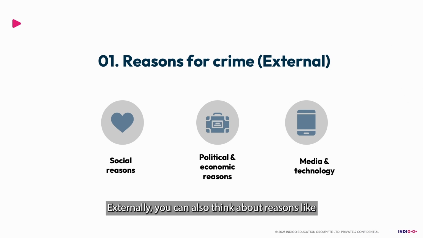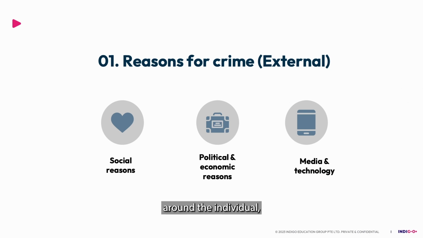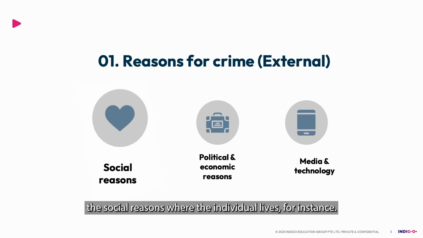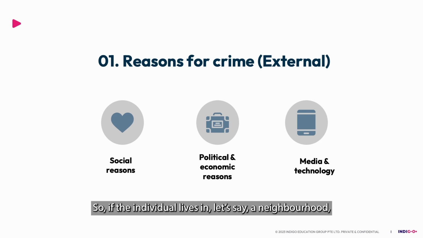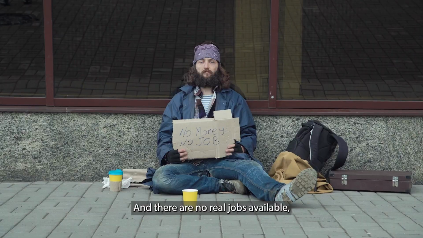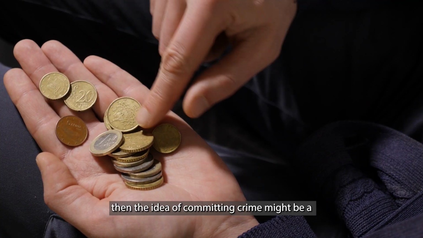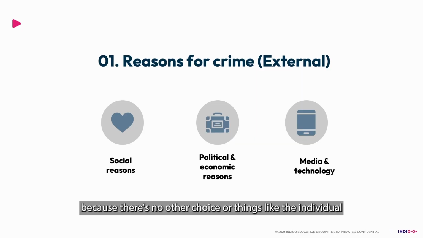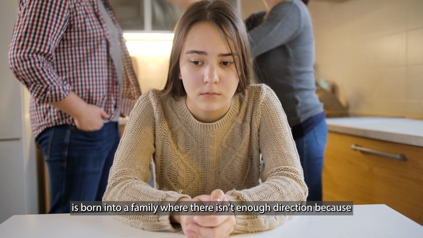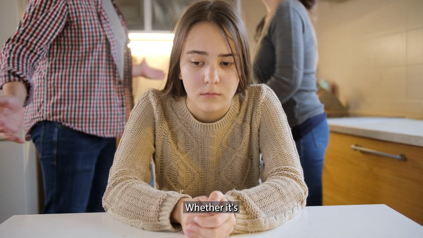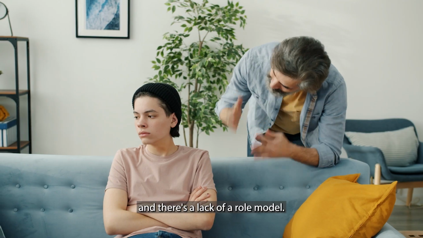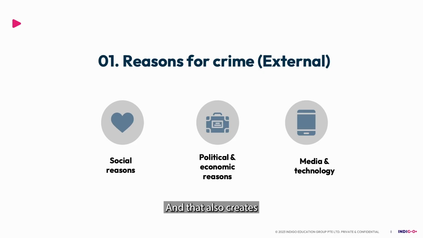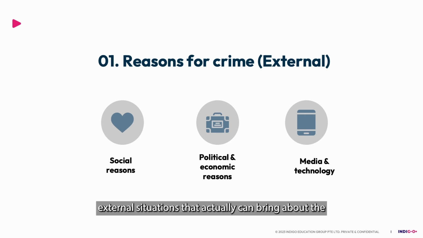Okay, externally, you can also think about reasons like what is happening around the individual, the social reasons, where the individual lives, for instance. If the individual lives in, let's say, a neighborhood that is very poor, and there are no real jobs available, then committing crime might be the reason why the individual chooses a life of crime, because there's no other choice. Or the individual is born into a family where there isn't enough direction because it is a disruptive family in one way or other, whether one of the parents is absent or both parents are absent, and there's a lack of a role model. That also creates external situations that can bring about the committing of crime. Okay, so that might be your social reasons.